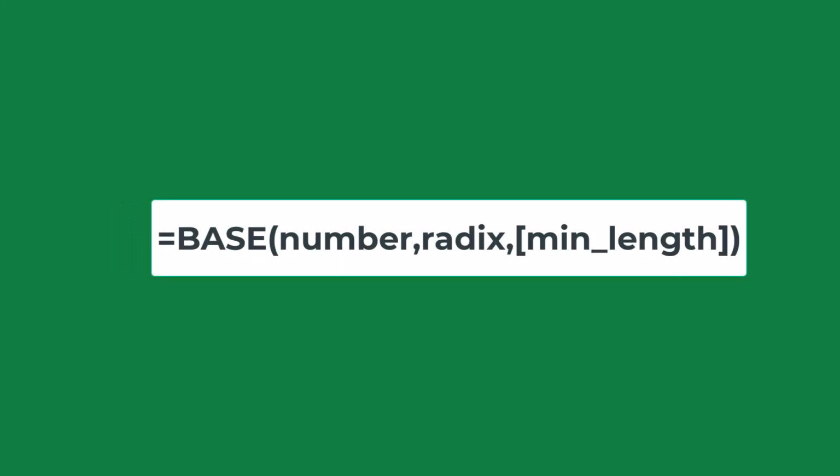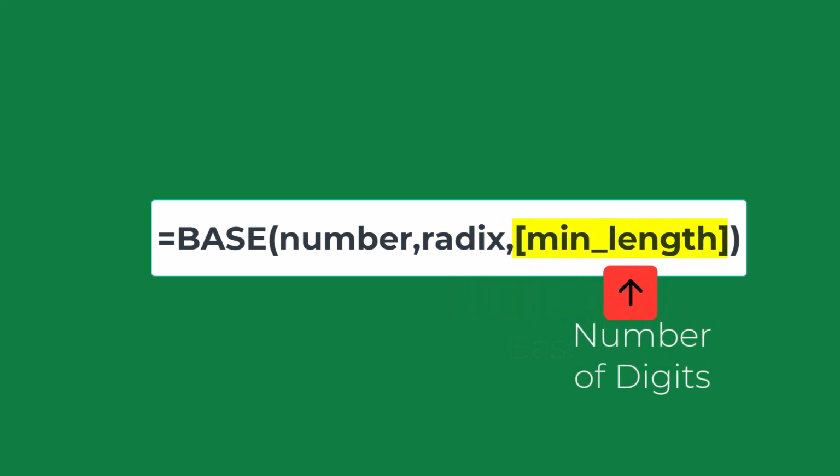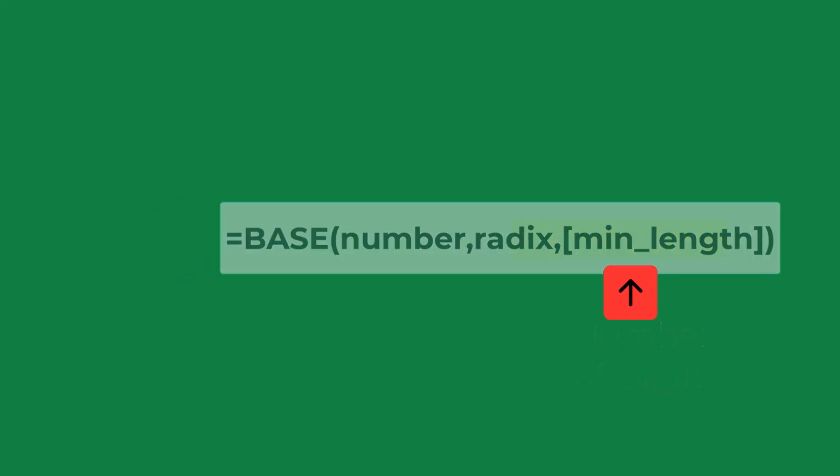The first argument, number, is the value we want to convert. The second argument, base, is the numbering system we want to use. Since we're working with decimal numbers, we'll use base 10. The third argument, min_length, is the minimum length of the result, which is where we'll control the number of leading zeros. Now, let's write the formula step by step.